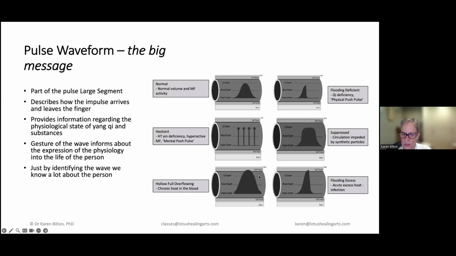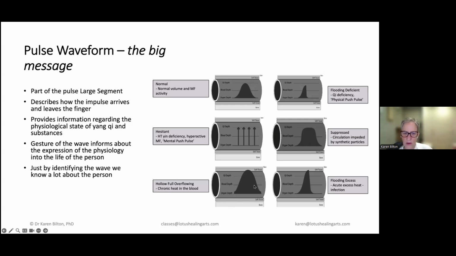Now, this is the hollow full overflowing waveform. It comes way up above the chi depth, and it has a big bounding quality to it. So it's like a big arrival and a big finish under your fingers. This is a sign of chronic heat in the blood. This is where the body is trying to keep the heat that's being generated by the system away from the vital organs and taking it into the blood just to try and maintain homeostasis.